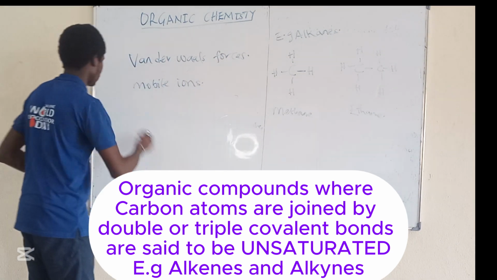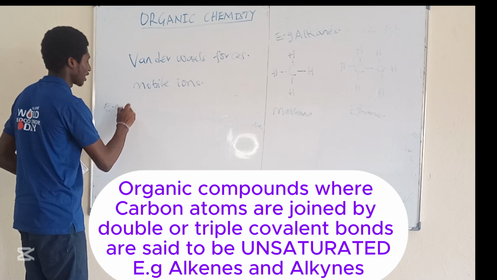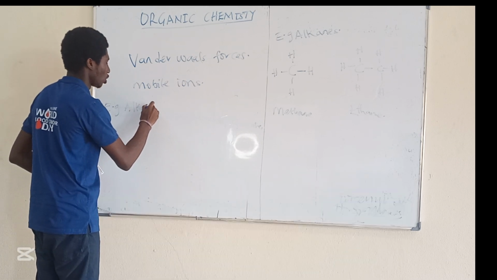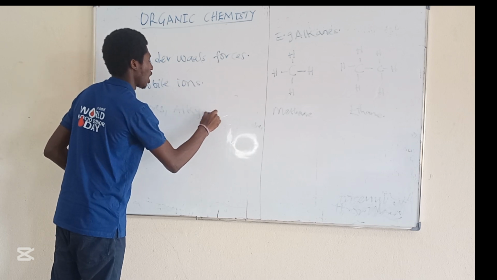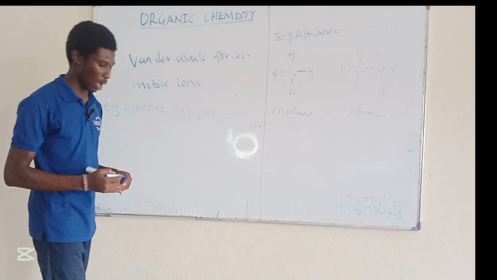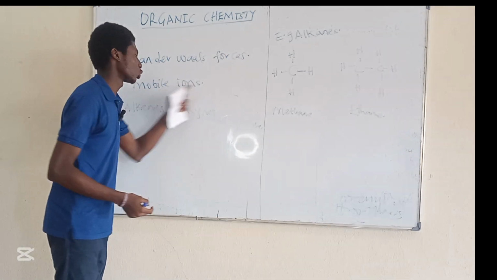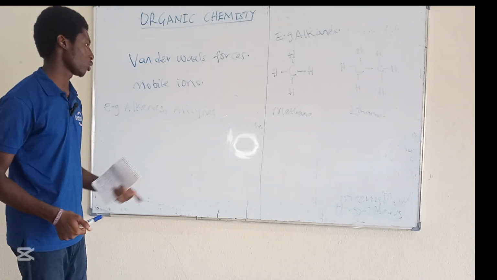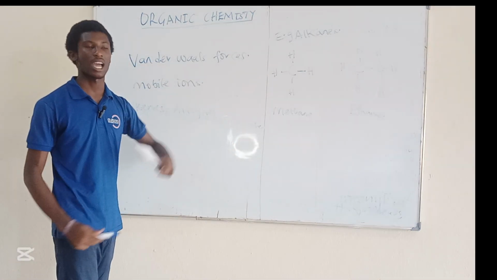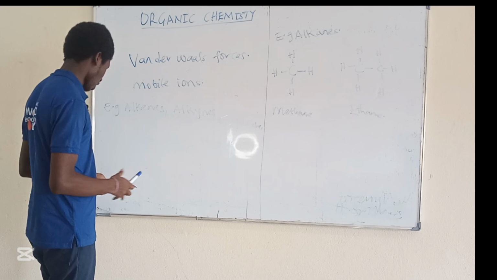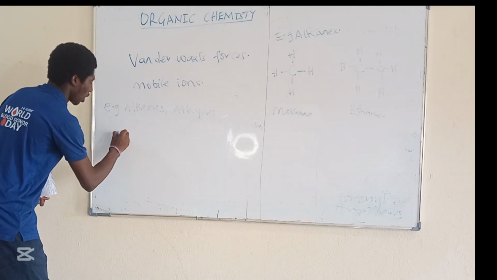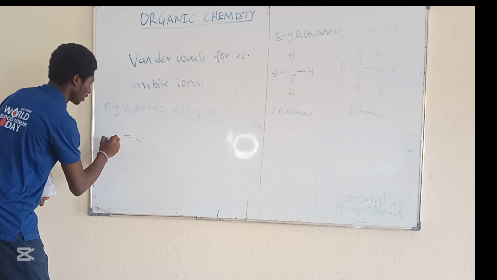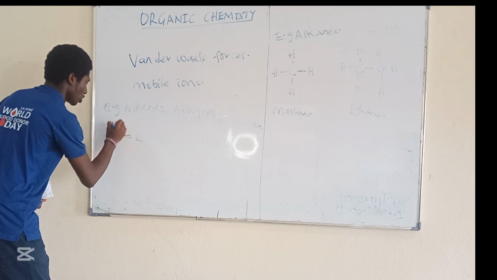Examples are your alkenes and alkynes. Your alkenes and alkynes are what? Your unsaturated organic compounds. Your alkenes and your alkynes are unsaturated organic compounds. So let's give a few examples. Let's start with your alkene. You can have your ethene.